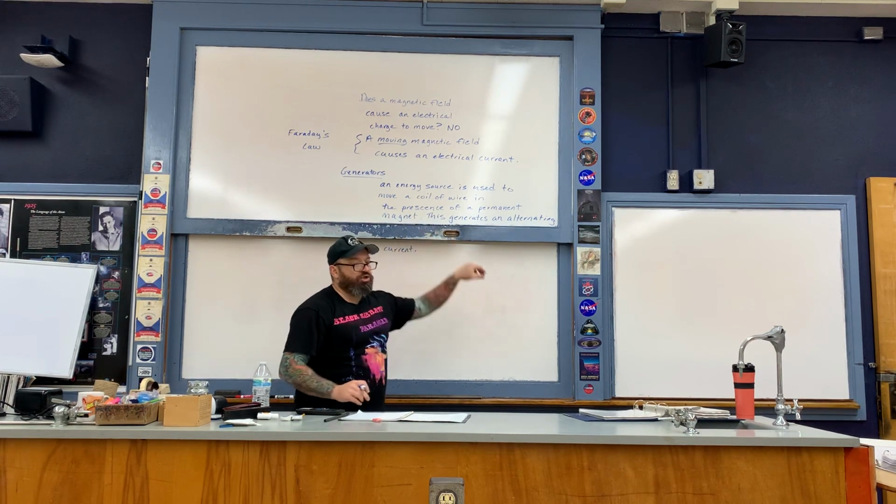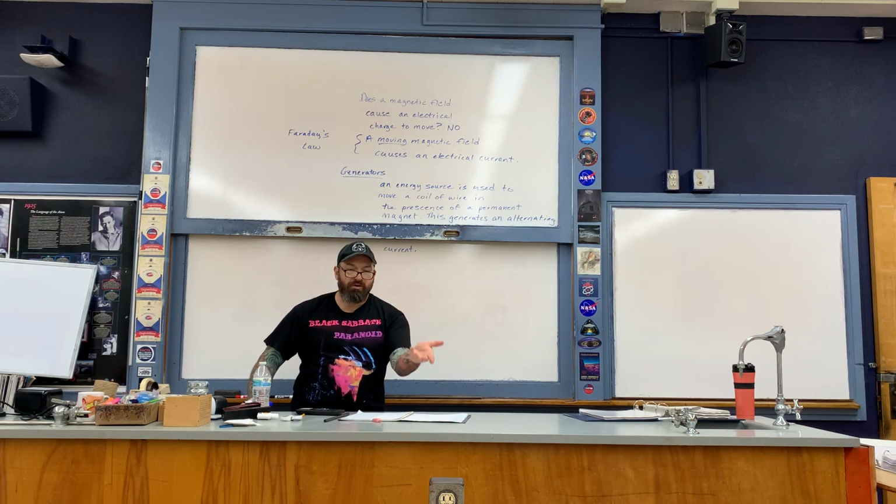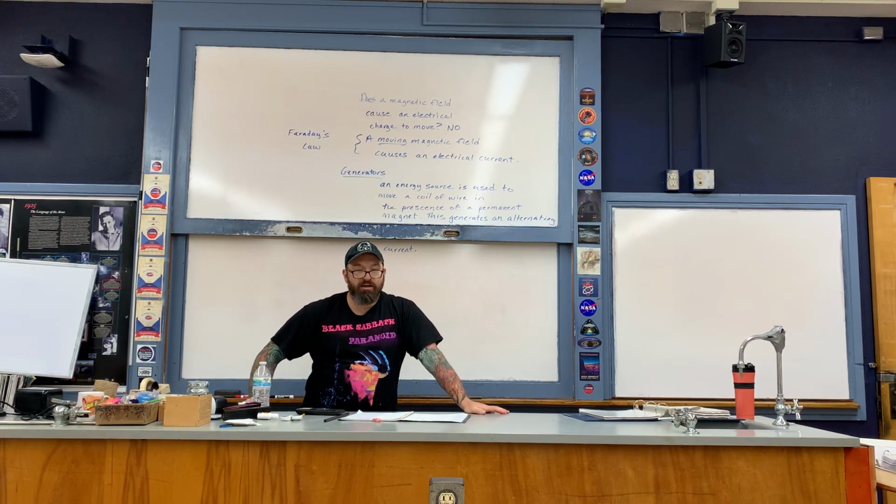This is how we always generate electricity on a large scale. This ultimately explains why you have coming out of an ordinary wall socket an alternating current. Some sort of energy source is necessary to move a coil of wire near a magnetic field. This then creates an alternating current.